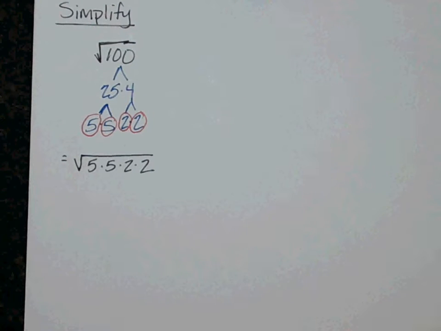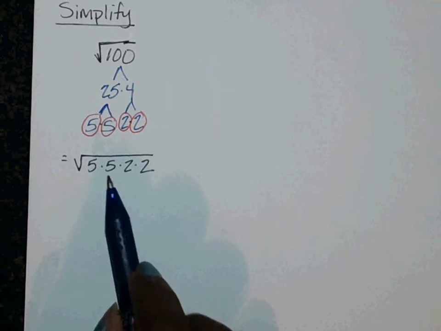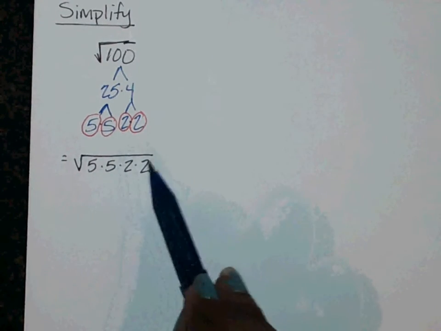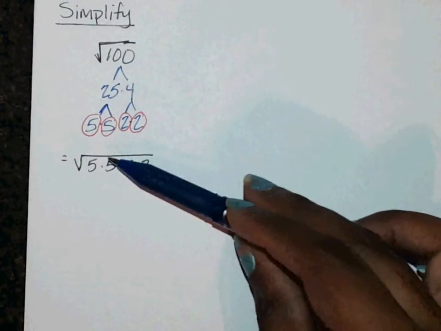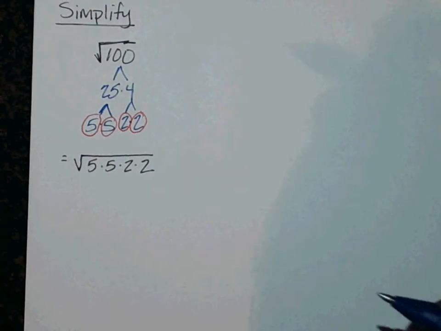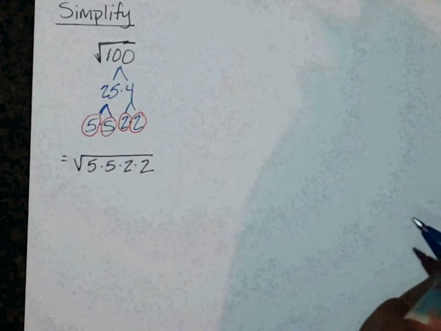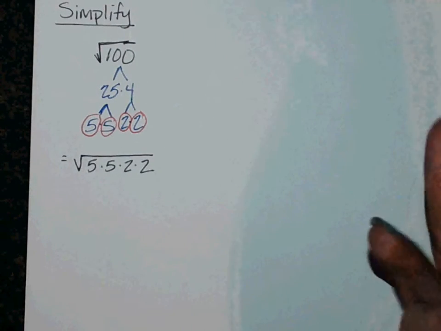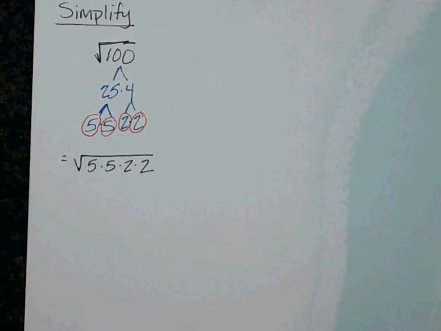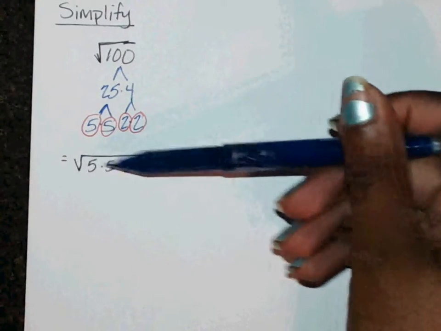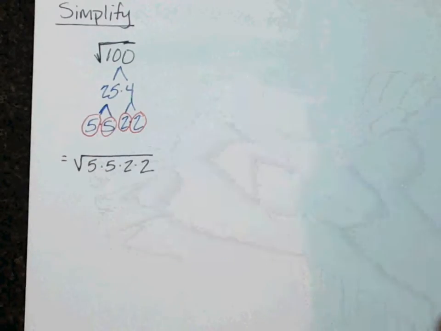So now what you're going to do is look here and figure out, okay, I have these prime numbers. I didn't change the problem at all. I still have the square root of 100. But now that I have these prime numbers, I'm going to think about married people. You marry someone you have something in common with. You marry someone that you identify with. These 5s are exactly the same. They're the perfect match.